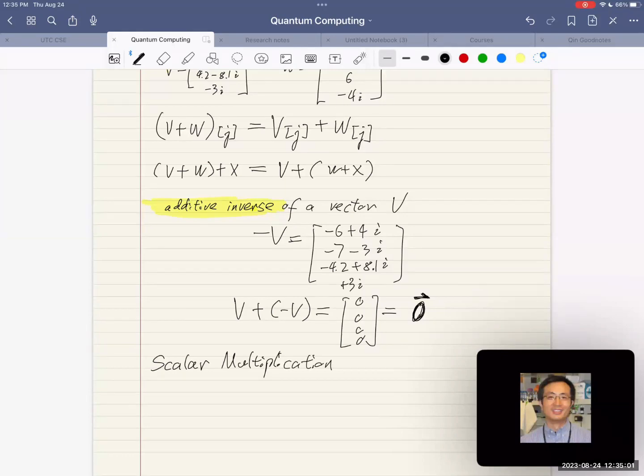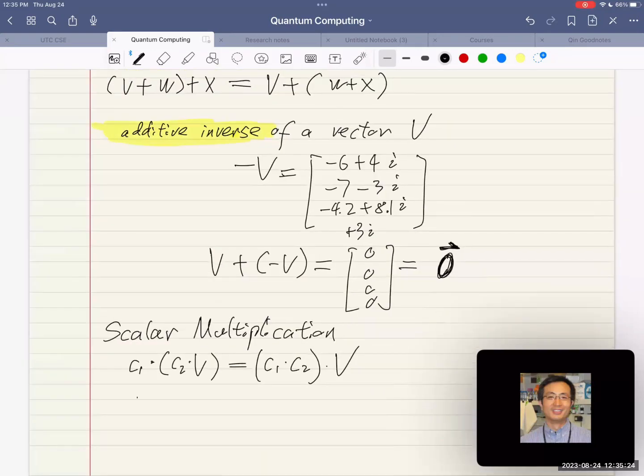So if you have a constant C1 times C2 times the vector, this will be the same as constant C1 times C2 and then times vector. And if you have a constant with two vectors v plus w, this will be equal to c times vector v plus c times vector w.